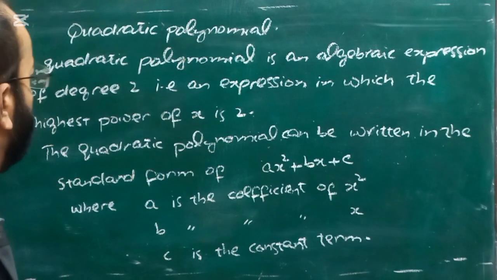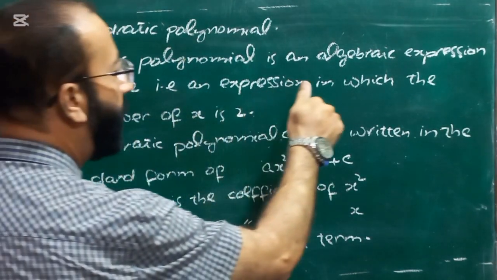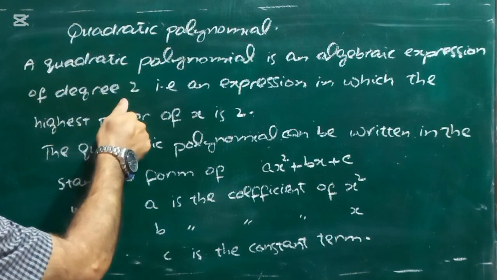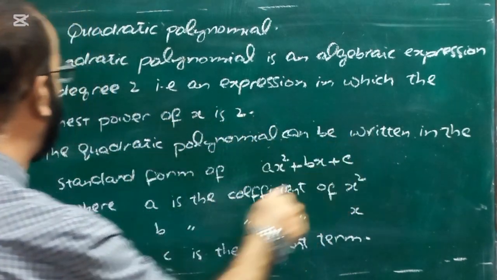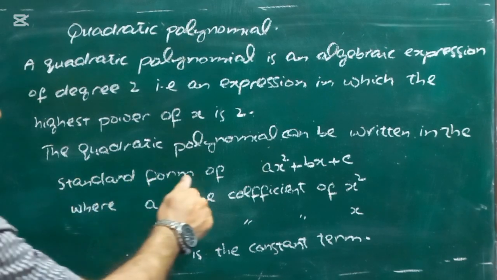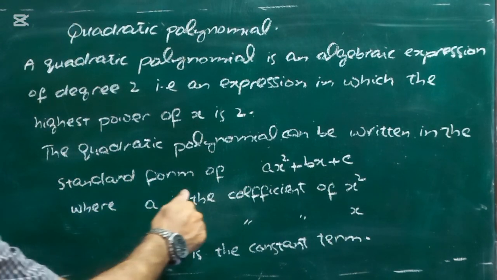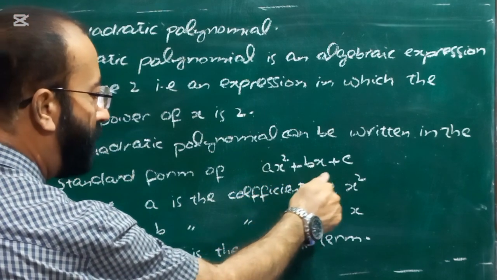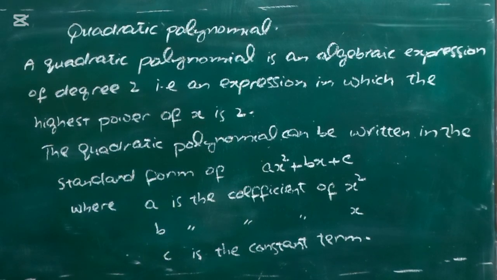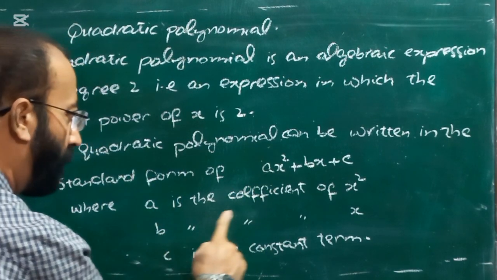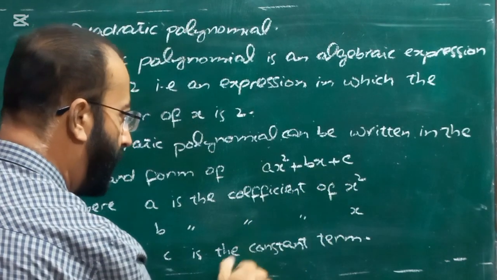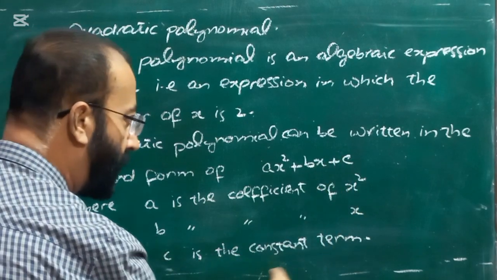Quadratic polynomial. A quadratic polynomial is an algebraic expression of degree 2. Quadratic stands for 2. That is an expression in which the highest power of x is 2. The quadratic polynomial can be written in the standard form ax² plus bx plus c, where a is the coefficient of x², b is the coefficient of x, and c is the constant term.